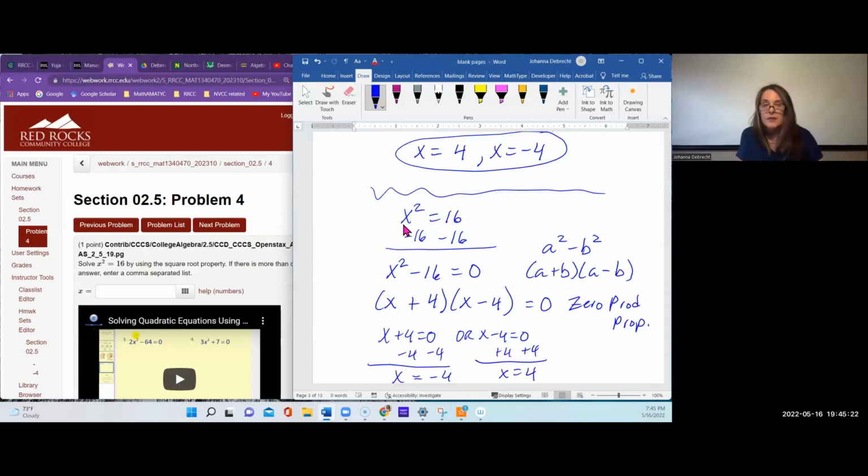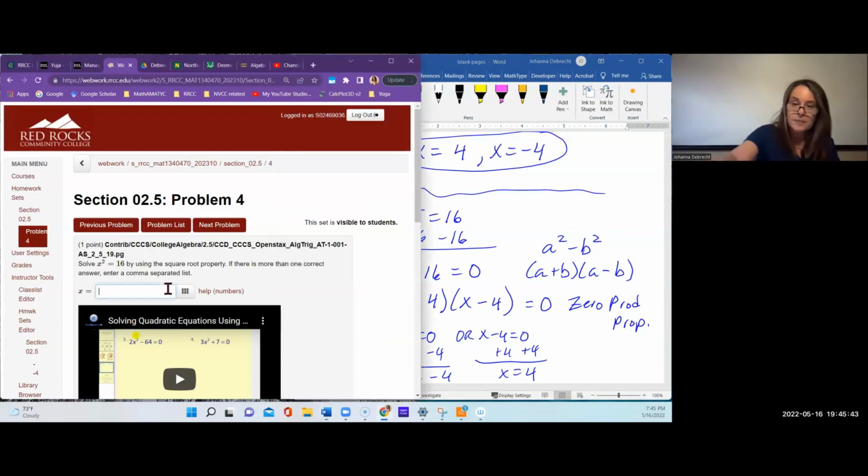You can choose which method you like better. Some students prefer factoring, so that's their preferred method. Some students really like the square root property. When it's applicable, it's fast and easy. I recommend that you have a variety of techniques in case one of them seems like it's going to be more work than the other. Now let's enter our answers and move on to the next problem.